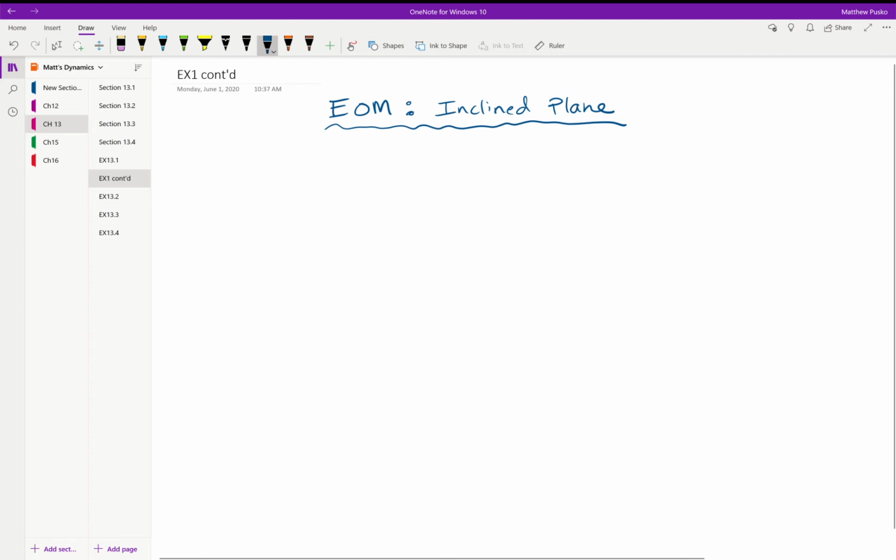Hey y'all, I just wanted to do a quick demonstration of what happens if we have an inclined plane and a mass on it. How do we sum the forces? How do we get the equations of motion? Because I don't think the book goes over it.